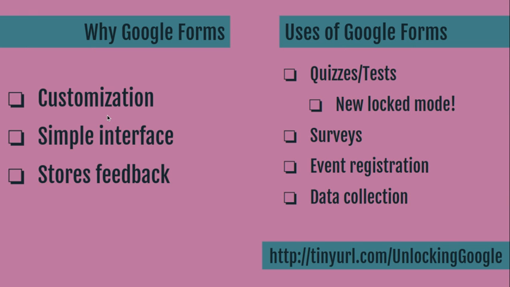It's really, really great because you can customize the form the way that you want it to be, changing colors, layouts, different things. It has a very simple interface. It's very easy to pick up, doesn't take a lot to master, and it actually stores your feedback. You're probably familiar with this already, but you can create a Google Sheet off of the information you receive from your Google form, and it stores that information for you automatically.